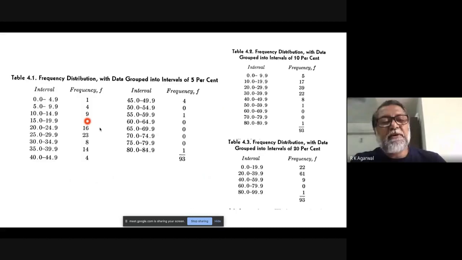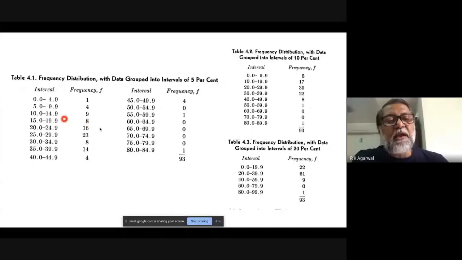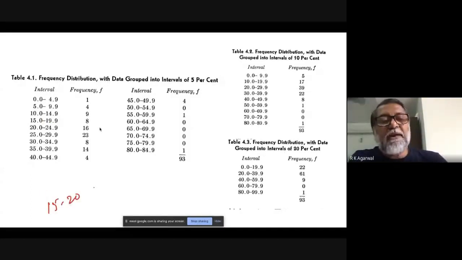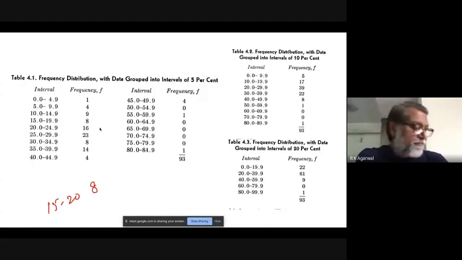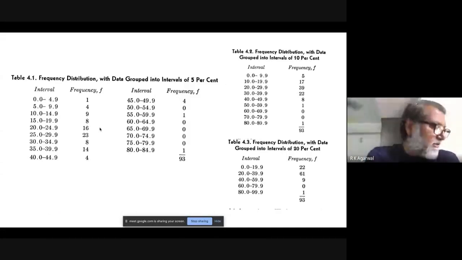Please respond. Number of persons in that range. Number of persons in that range, 15 to 19.9. Number of persons who are falling in which category? 15 to 20. So the number of persons falling in category 15 to but under 20 is 8. This is the interpretation. Now just go through this frequency column.